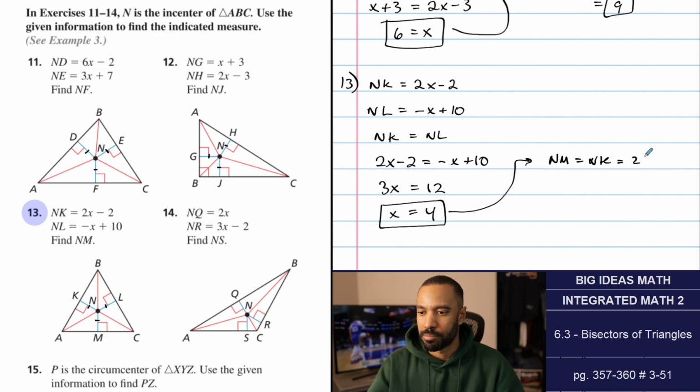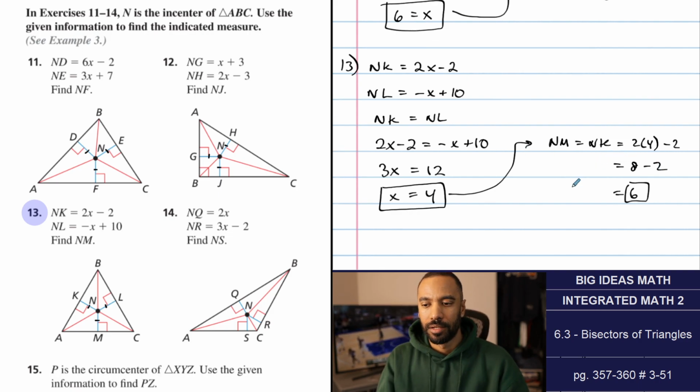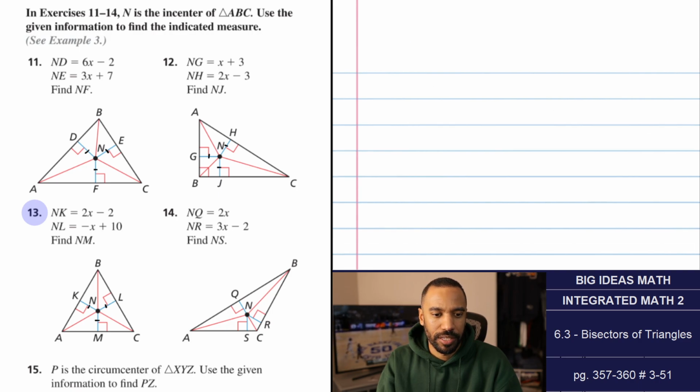I got 2 times 4 minus 2. 8 minus 2 being 6. So there's the length of NM. Number 14. Can't really fit it on this page cleanly.